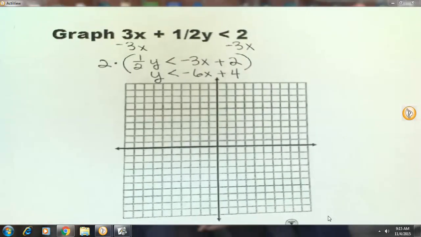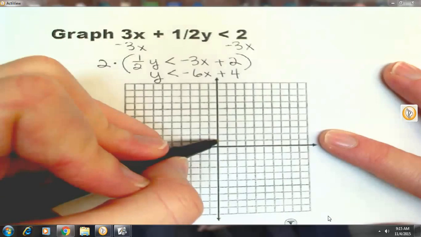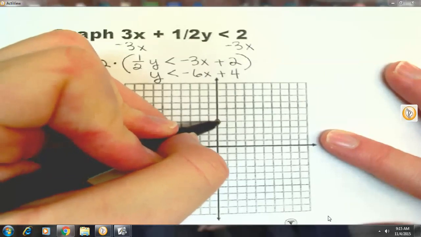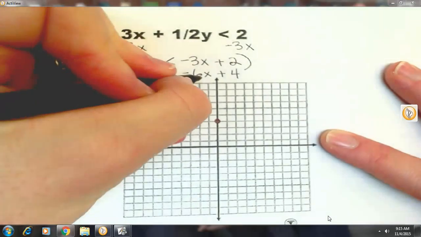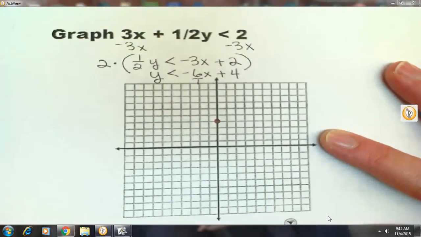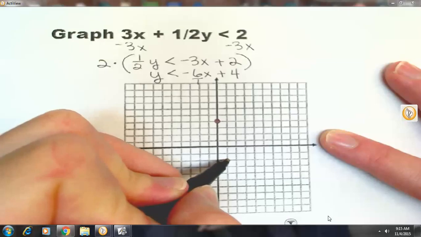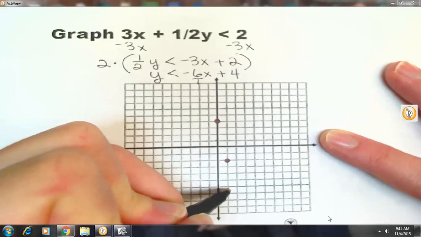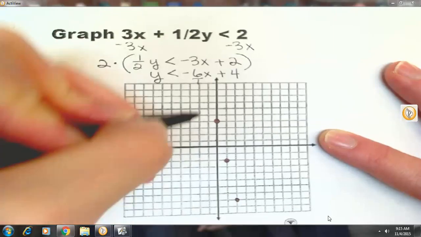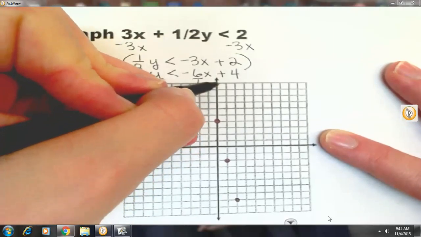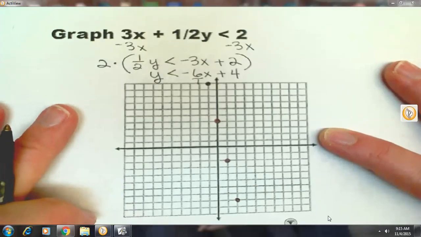It's easy to graph. What is our y-intercept? 4. So let's put a dot at 4 on our y-axis. The slope is negative 6 or negative 6 over 1. So let's go down 6 and right 1. Down 6 and right 1. I could have gone up 6 and left 1 also. That would still be on my graph.